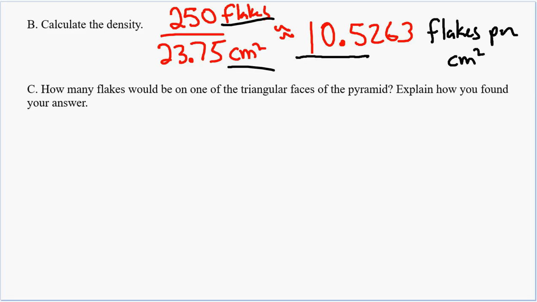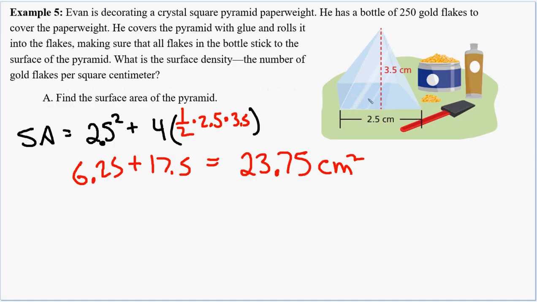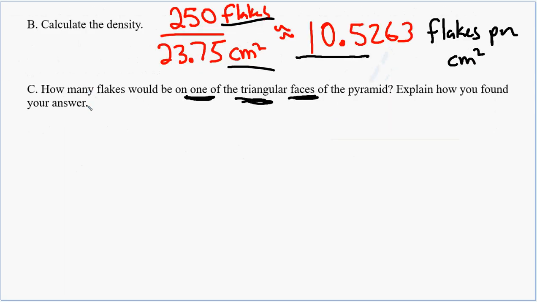All right, now the trickier one. How many flakes would be on one of the triangular faces? Explain how you found your answer. Now, there is a more difficult way to do this, and there's an easy way to do it. Let's do it the easy way. We know we have 4 triangular faces, and each triangular face is right here in red. 1/2 times 2.5 times 3.5.